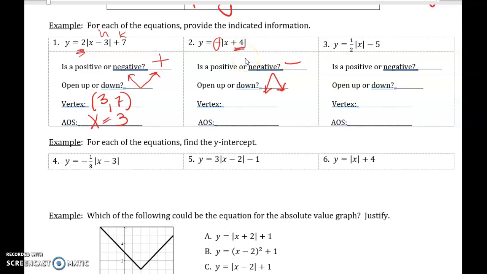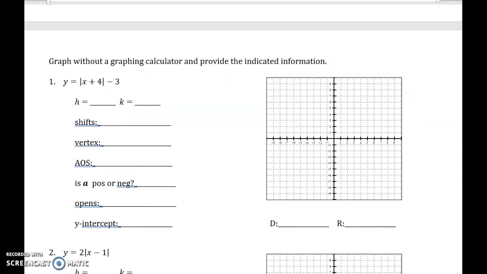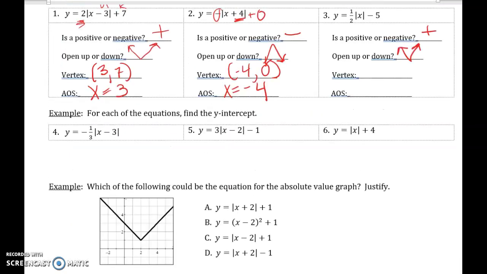Your vertex: h lies, so that's negative 4. K out here, if there's nothing written, it's a 0. And your axis of symmetry is x equals the x-coordinate of your vertex, which is negative 4. Number 3, 1/2 is a positive number, so this absolute value function is going to be pointing up. Your vertex: h lies, once again there's nothing with that x, so that's 0. K tells the truth, negative 5. Your axis of symmetry is x equals 0 because it's the x-coordinate of your vertex.